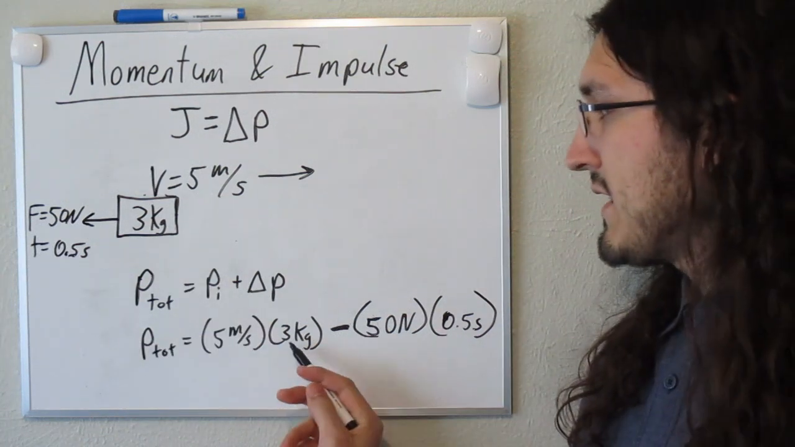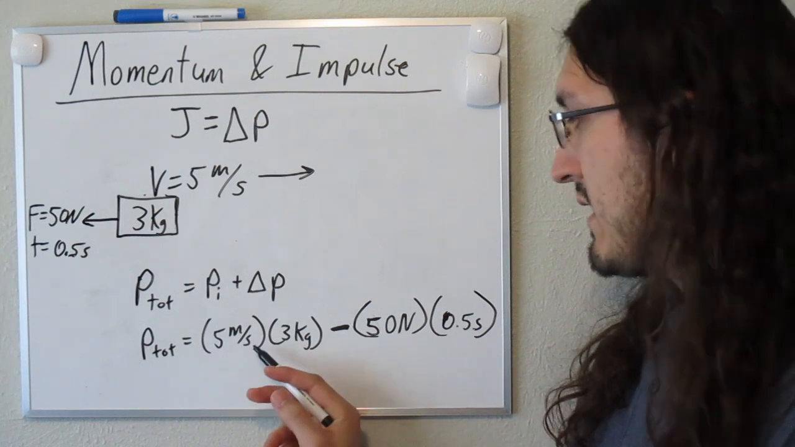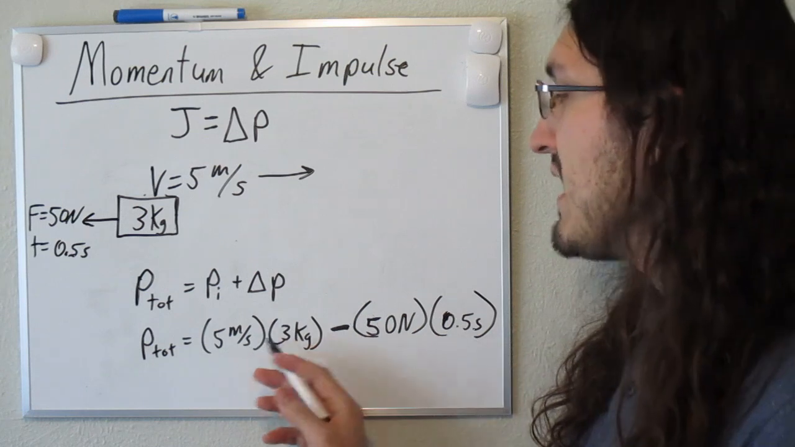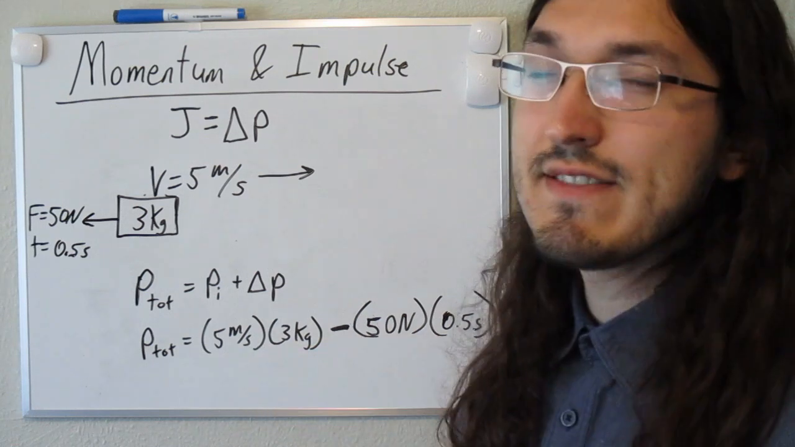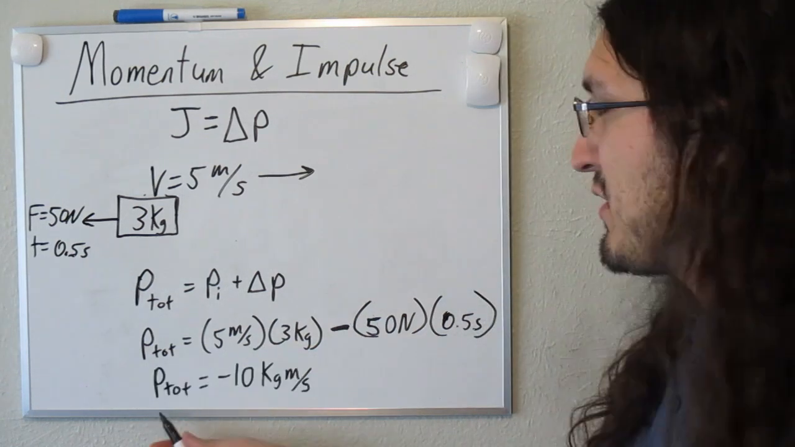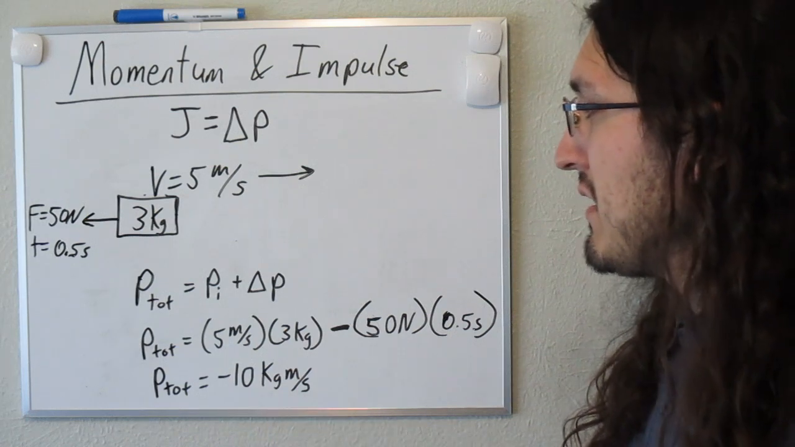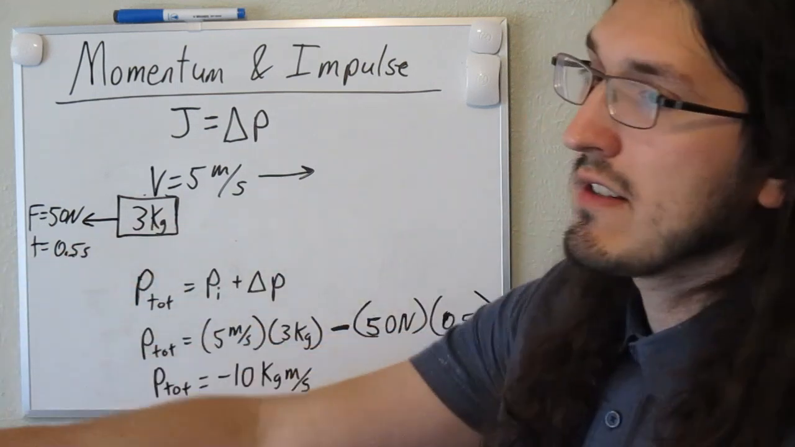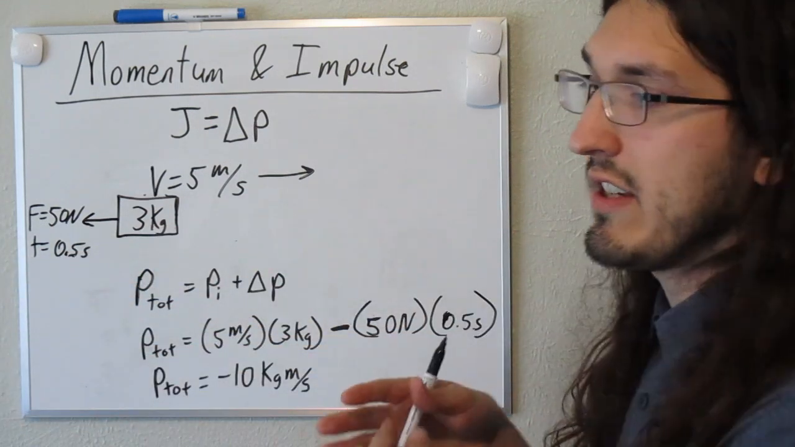So here I have 15, 5 times 3 is 15, and then I have 50 times 0.5, which is 25. It's 15 minus 25, which is going to be negative 10. I know my final momentum is going to be negative 10 kilogram meters per second, which means that the momentum shifted from going to the right to going to the left. So that means that after the collision, it changed directions.